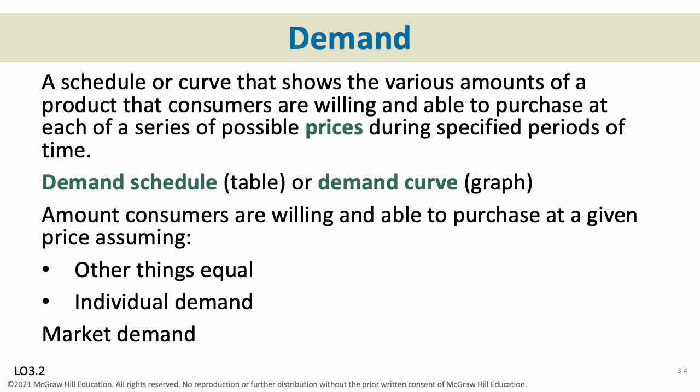Demand can be shown as both a curve or a graph, that's generally a line graph, and that's the most common, or it can be shown as a table or a chart. And the amount consumers are willing and able to purchase at a given price is the demand. And we're going to assume that all other things are equal. And we're going to look at the difference between individual and market demand.